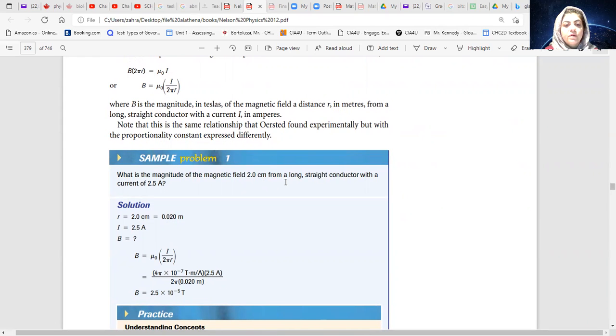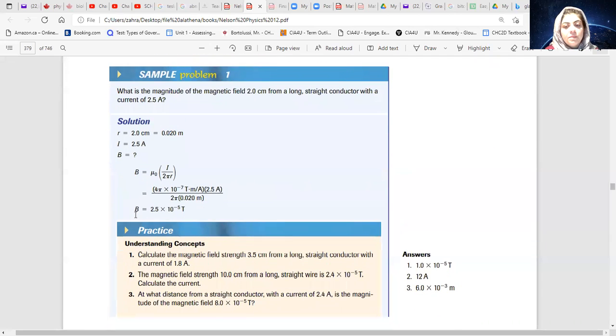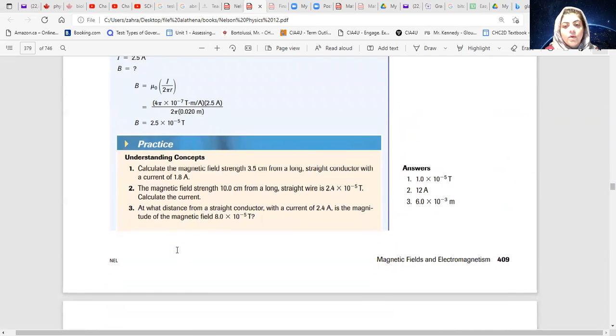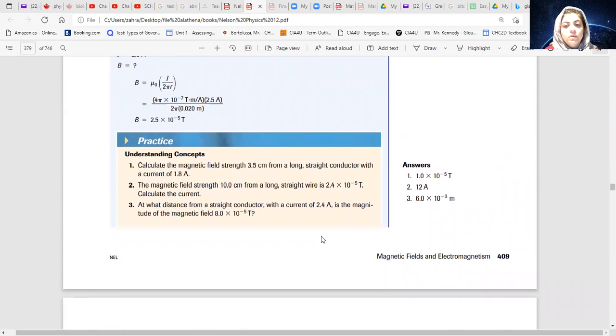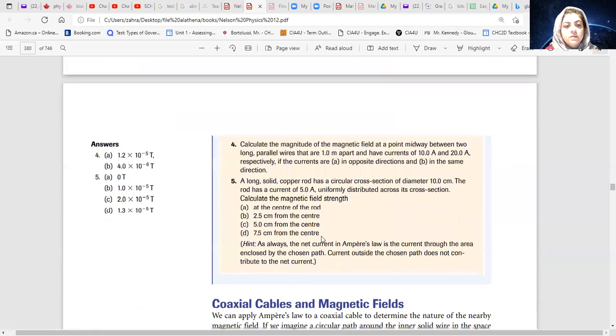2 centimeters from a long straight conductor, with a current of 2.5 amperes? So we have I, we have r, we want to find B. So this is the equation. We have I, r converted to meters. Mu 0 is 4 pi times 10 to the power negative 7. It's the permeability of free space. You need to know that. And that would be the B field. So you can try questions number 1 and 2 for practice.